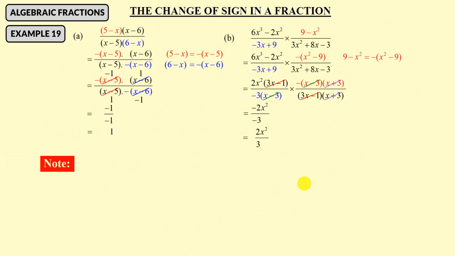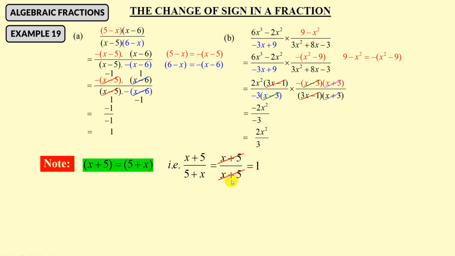Take note of something though, and that is that x plus 5 is the same as 5 plus x. So please don't do any sign changes. If they're both positive, we leave them both positive. So if we have x plus 5 over 5 plus x, that's the same as x plus 5 over x plus 5. Cancel, equals 1. Have a look at this one though.